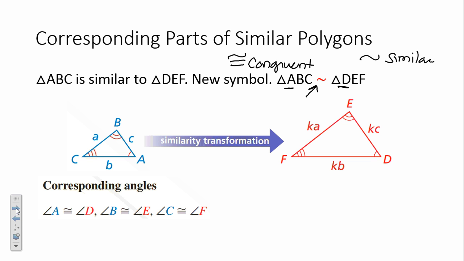And they will have corresponding tick marks, 2 tick marks, 2 arcs. And finally, C and F are angles that are congruent. So C has 3 arcs, F has 3 arcs, and they are listed last in our statement. Yes.